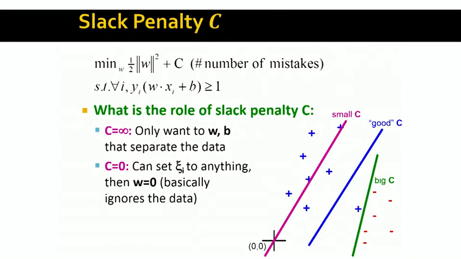One more thing that would be good to get some intuition about is the role of this parameter C. We call this parameter the slack penalty. Why do we call it the slack penalty?